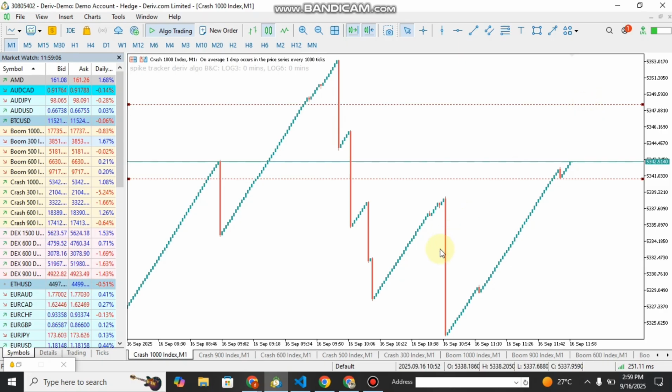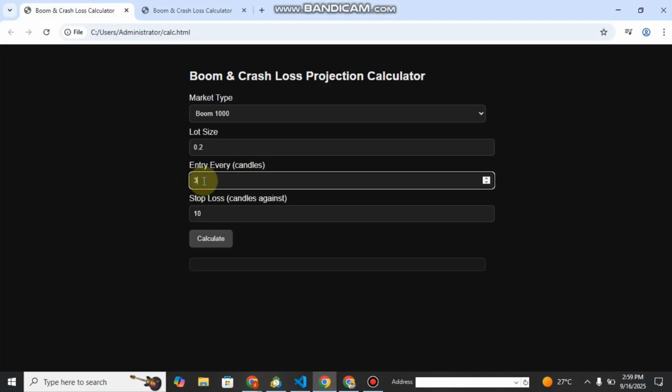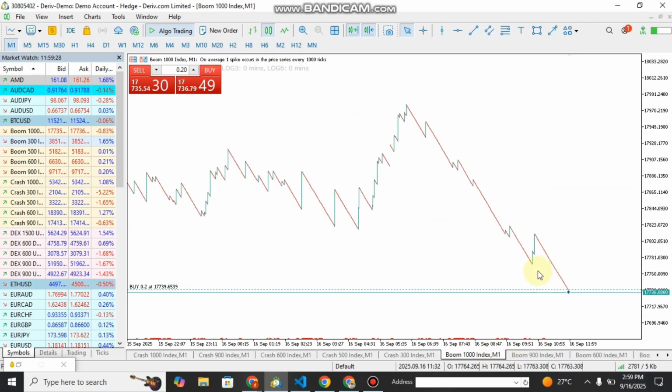But you can decide to add after 4 candles or after 2 candles. So on your calculator here, if you are adding after every 3 candles, you put 3. If you're adding after 2 candles, you put 2. Remember, the more the distance, the more the loss. So for example, I'll use 3. After every 3 candles in Boom 1000, I'll add a position.